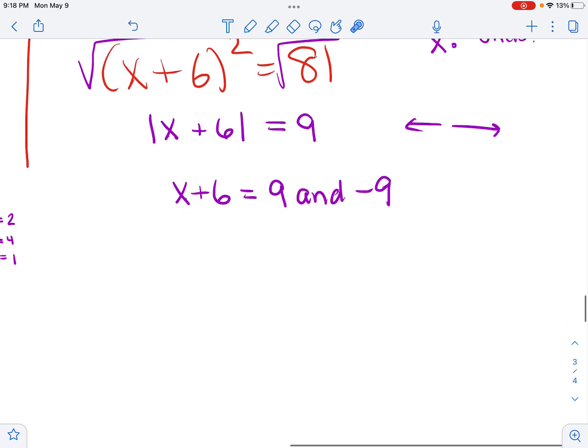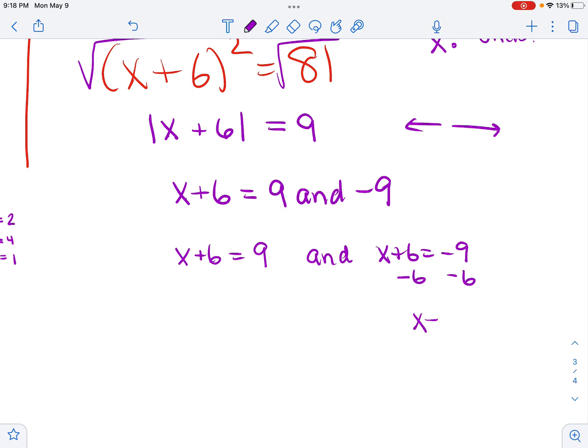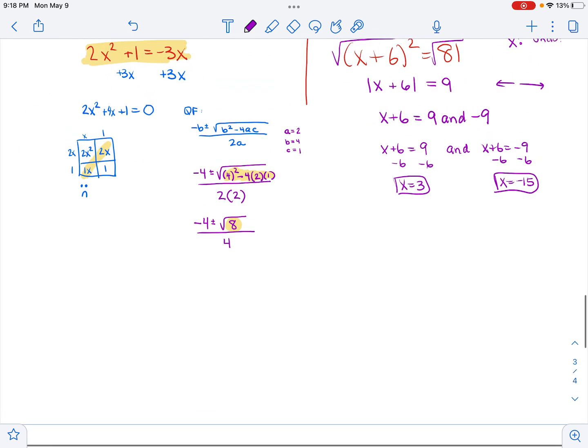And now what you essentially have is two different equations. You have x plus 6 equals that positive right 9, and x plus 6 equals the left 9. And then you just solve them like two separate problems. And that's that. Occasionally there are some really bizarre looking things. You can come back and I'll post that as well.